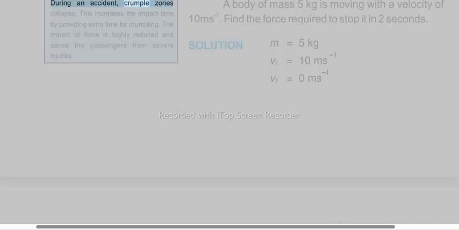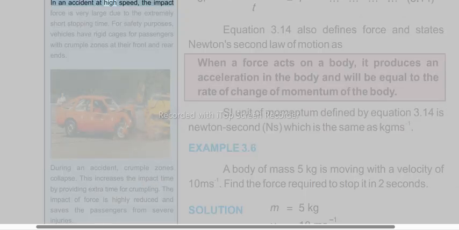During an accident, crumple zones collapse. This increases the impact time by providing extra time for crumpling. The impact force is highly reduced and saves the passengers from severe injuries. In an accident at high speed, the impact force is very large due to the extremely short stopping time. For safety purposes, vehicles have rigid cages for passengers with crumple zones at their front and rear ends.